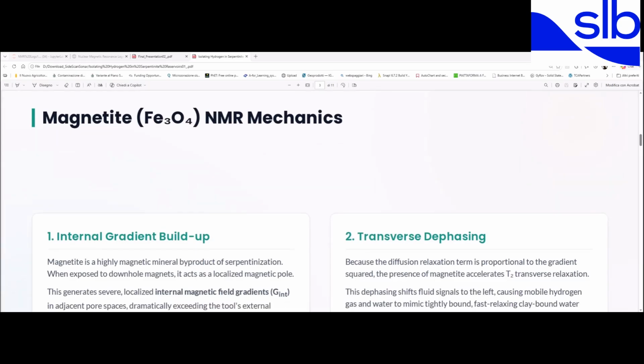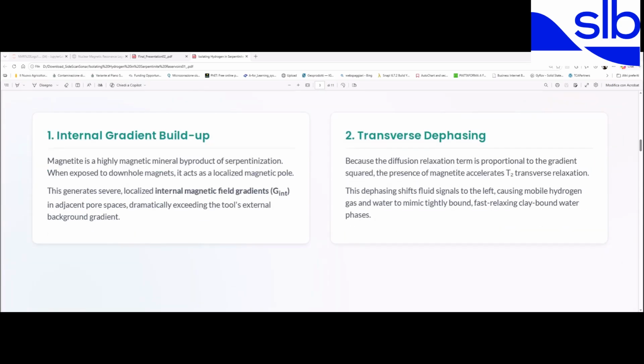So the magnetite is a highly magnetic mineral byproduct of serpentinization; when exposed to the downhole magnetic field, it is a localized magnetic pole. This generates severe localized internal magnetic field gradients in addition to pore spacing, dramatically exceeding the tool's external background gradient. The transverse dephasing, because the diffusion relaxation term is proportional to the square of the presence of magnetite, accelerates the T2-time relaxation. So, analyzing the difference between two instants, you can square and the line which is the presence and the quantity of magnetite in your reservoir. This dephasing shifts the fluid signal to the left, causing mobile hydrogen gas and water to mimic tight bound, fast-relaxing clay bound water phase.